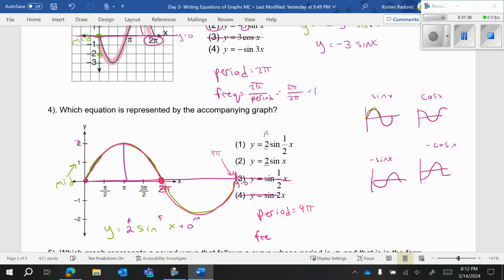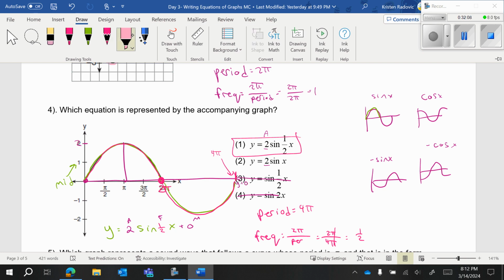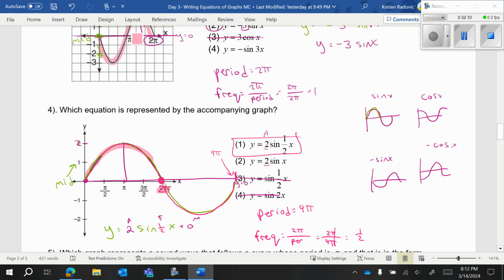The frequency is 2 pi over your period. 2 pi divided by 4 pi is equal to, the pi's cancel, and 2 divided by 4 is 1/2. Which actually makes sense because if your frequency is 1/2, that means you see half of a cycle from 0 to 2 pi. Here is 2 pi. From 0 to 2 pi, you have half of a cycle.